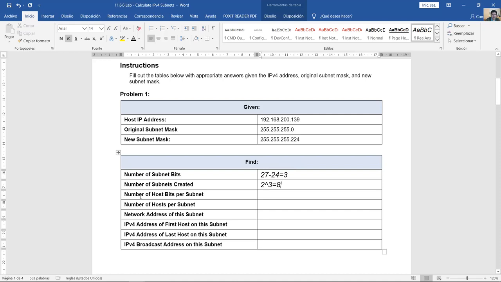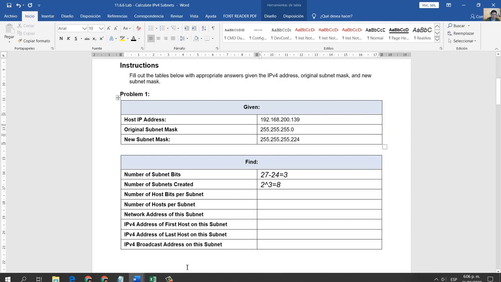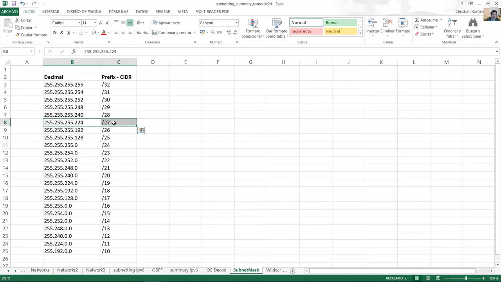Now, number of host bits per subnet. Remember, the new subnet mask is 255.255.255.224. That is this with the prefix 27. If you are using 27 bits for the subnet mask, the remaining bits will be used for the host bits. So the remaining bits are 5. 27 plus 5 is 32, and 32 is the number of bits in an IPv4 address.